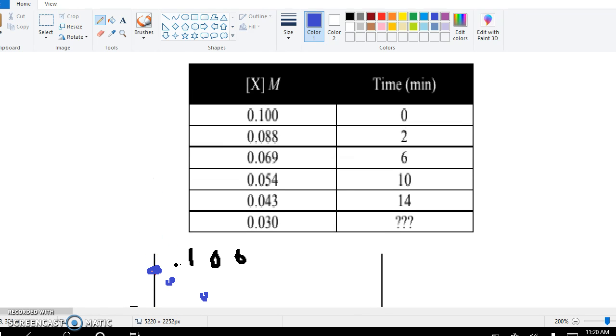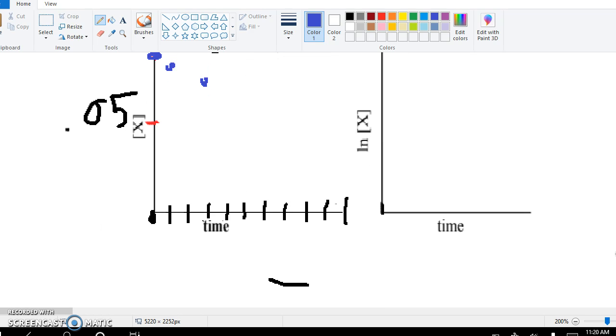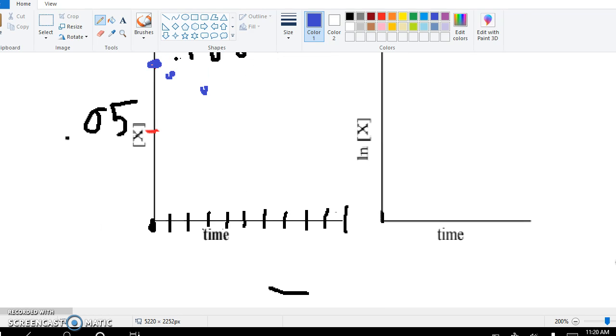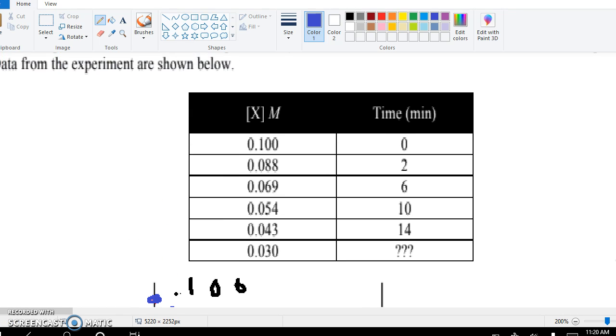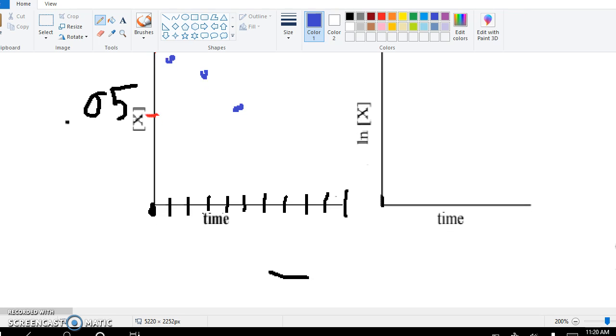Next one, at 10 seconds, is 0.054, so it's almost reaching half. That's 2, 4, 6, 8, 10, about 10 seconds. At 14 seconds, it reaches 0.043. So we have 2, 4, 6, 8, 10, 12, 14. There we go.